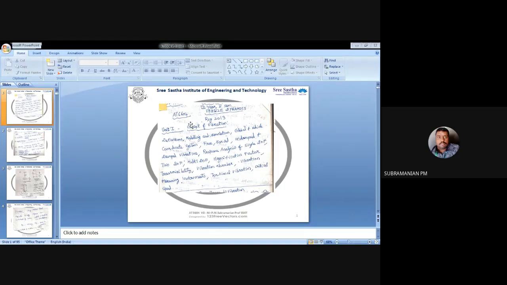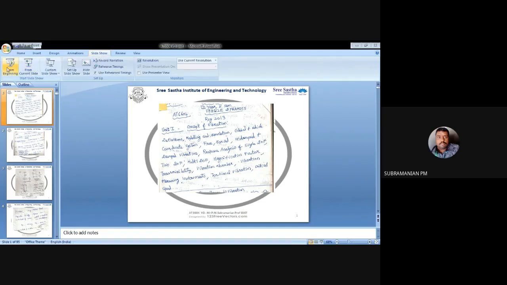Last class we started unit one, where we discussed the concept of vibration. So let us recap what we have seen in the last classes, so that we can proceed with the next topic.